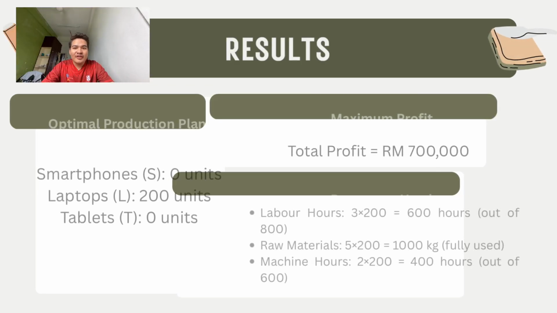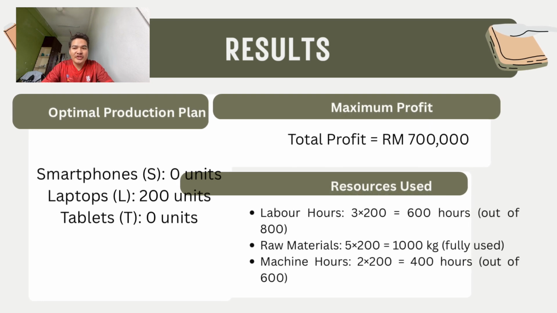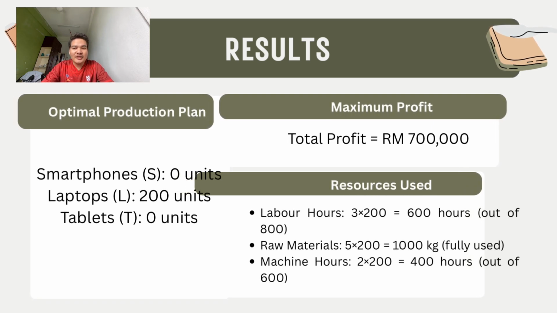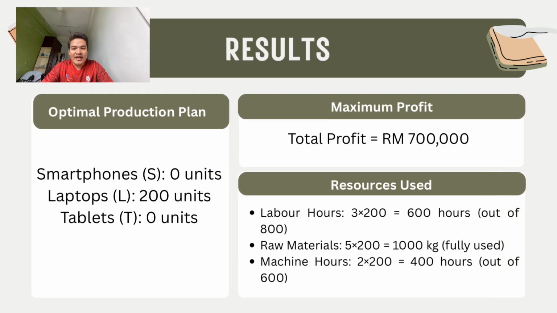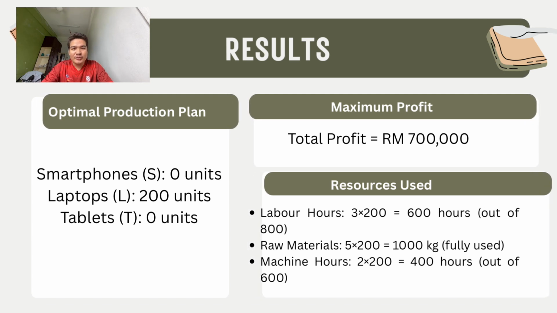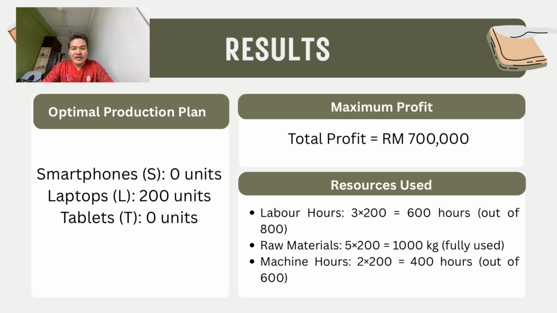Thank you, Zulfikri. Now I will explain the result and conclusion for question 1 of our project. Based on our previous method, we compare the result with the Excel Solver in data analysis and linear programming model. The optimal production is the same, which is to produce 200 units of laptops and not produce any smartphones or tablets. This combination uses all 1000 kilograms of raw materials, 600 out of 800 available labor hours, and 400 out of 600 machine hours. In return, it gives us a maximum profit of 700,000.